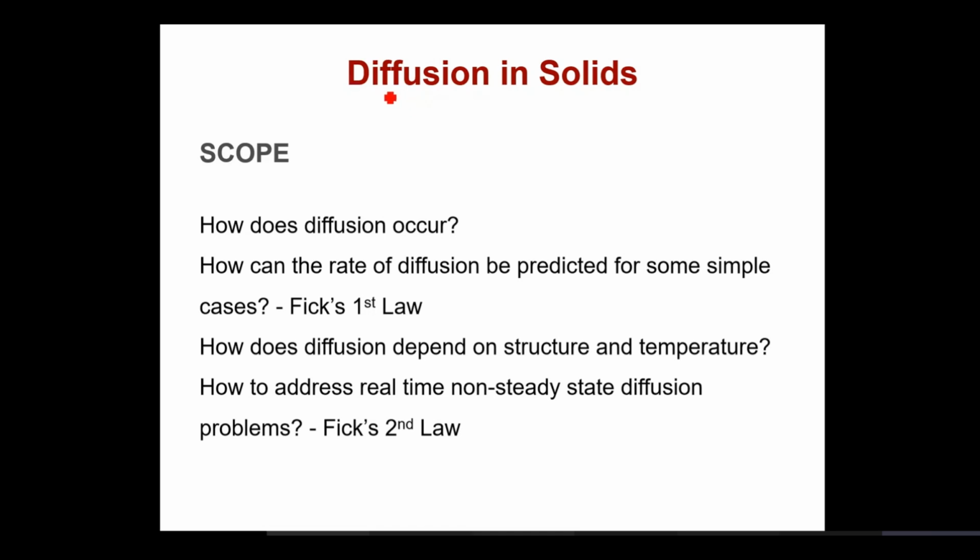We'll be starting off with a new chapter, which is diffusion in solids, and the outline of what we'll cover in this chapter includes the phenomena of diffusion. How does diffusion occur in solids? We have two mechanisms that we'll be looking into, the vacancy diffusion and the interstitial diffusion. Both the mechanisms we'll be looking into.